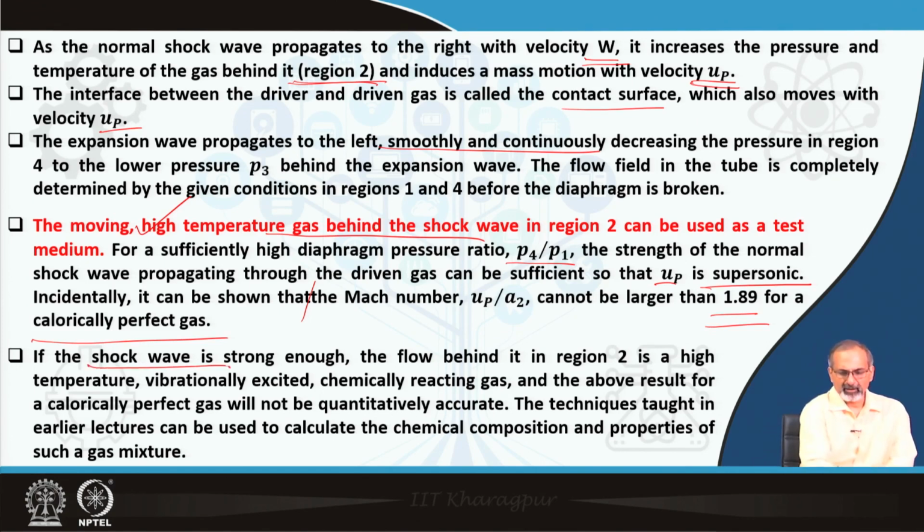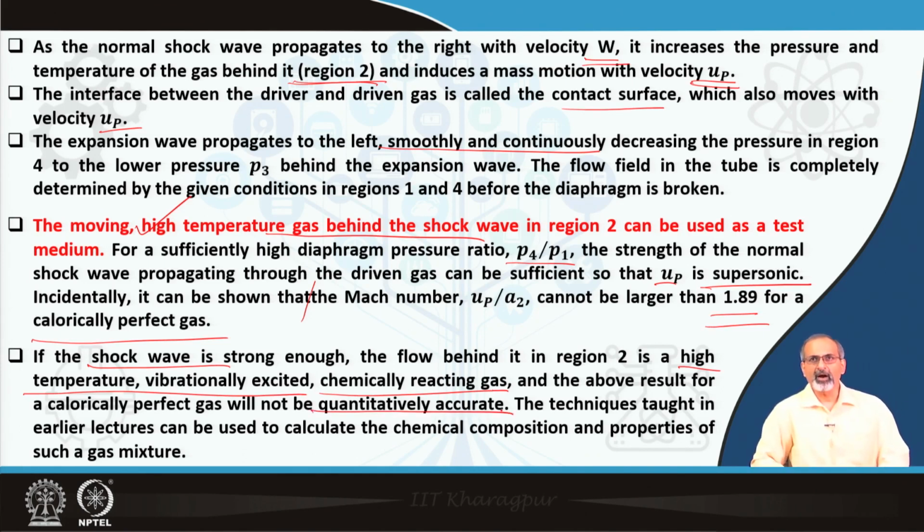That is the point coming up next: when the shock wave is really strong, the flow behind it in region 2 is a high temperature, vibrationally excited, chemically reacting gas, and the above result for calorically perfect gas will be substantially modified. It will not be quantitatively accurate. However, the simplified theory based on calorically perfect gas still gives us some very important indications.